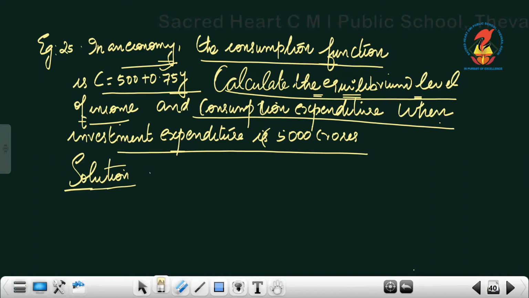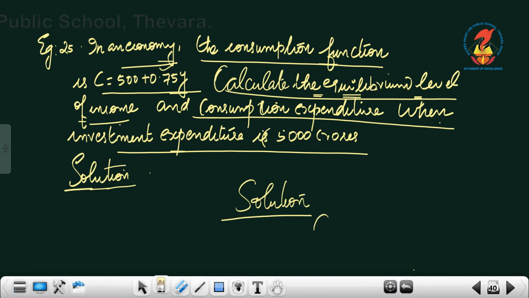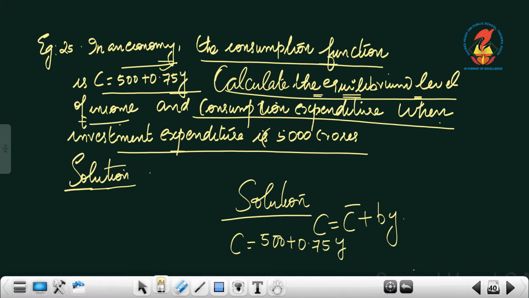In an economy, the consumption function is C is equal to 500 plus 0.75 Y. What is given? Solution. What will you write as solution? What is given? C is equal to C bar plus BY. That is what is given in your question. C is equal to 500 plus 0.75 Y.